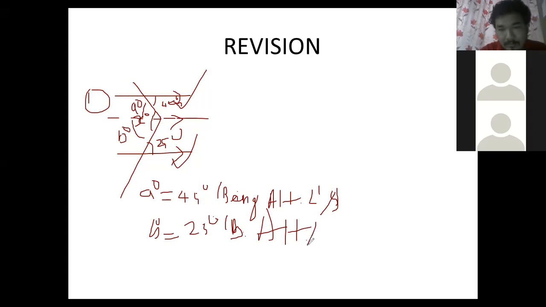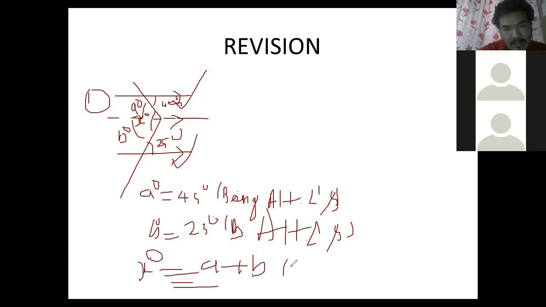Okay, children. Then after that, what did we find here? We found x. x degree equals what? I told you x degree equals A plus B. What is the reason here? Being whole part. If two parts are added, then the whole part will come.